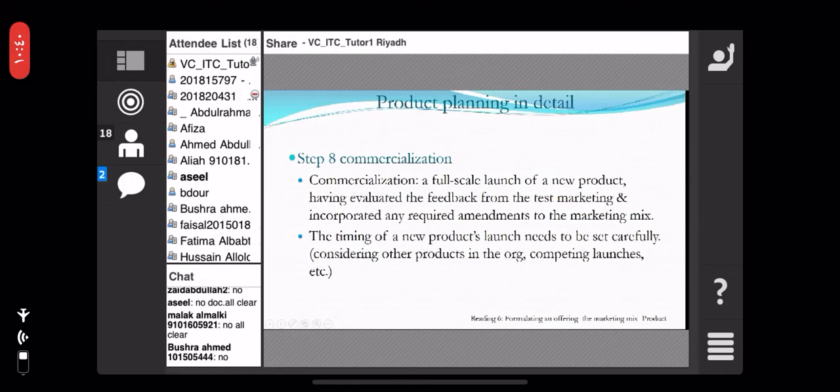Basically, commercialization is the marketing process. That is, it's ready for sale now. So let's advertise it. Let's start marketing this product. So this process is known as commercialization.